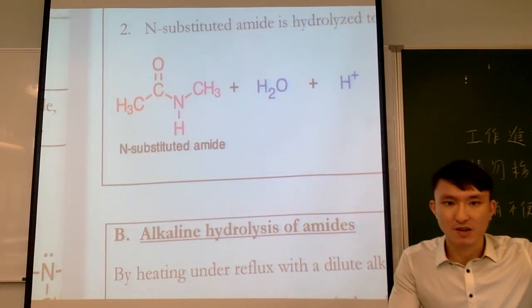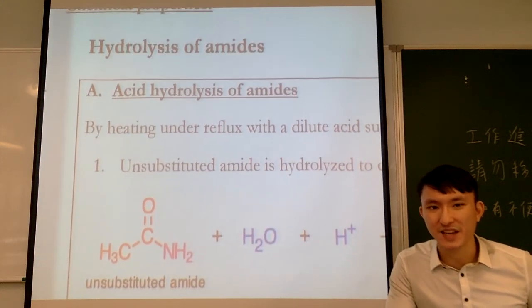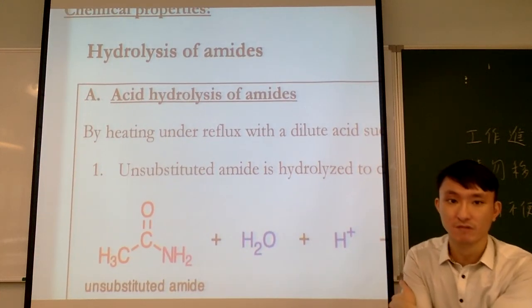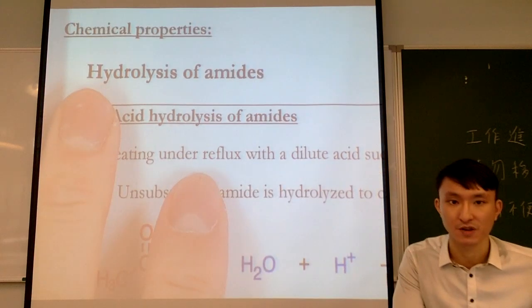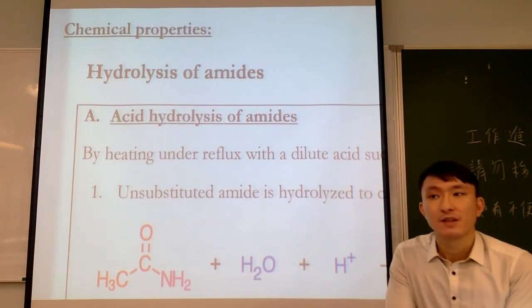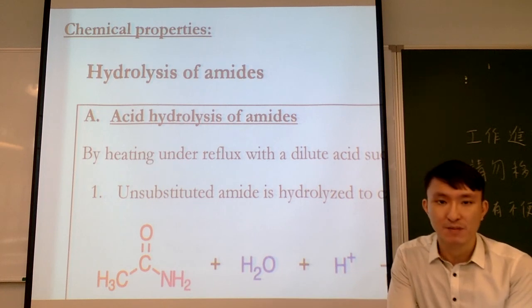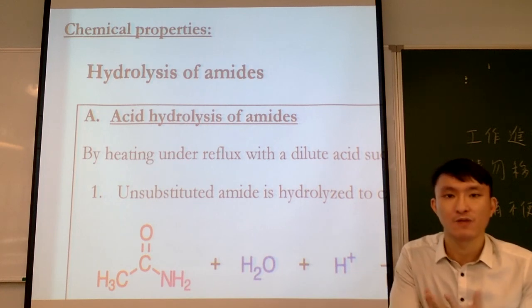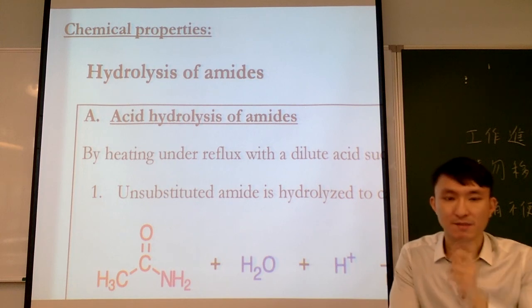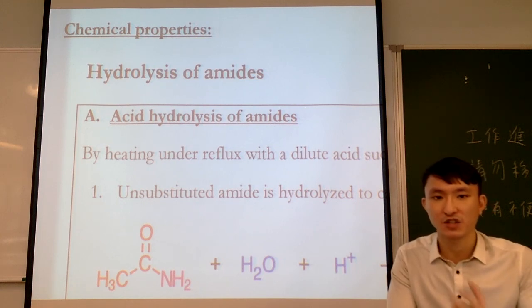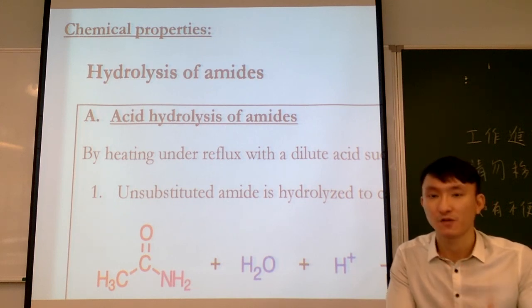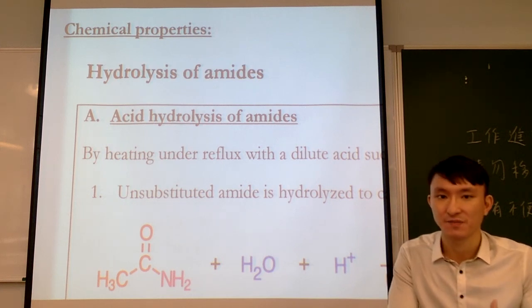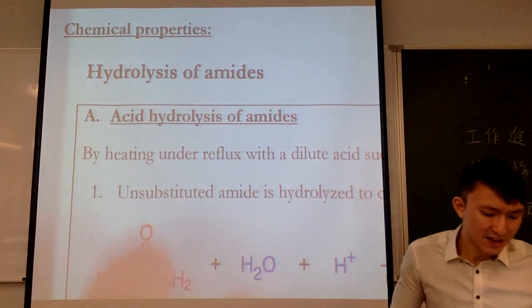Now let's talk about the chemical properties. Now this part, I would say, is the most difficult chemical reaction in organic chemistry. Hydrolysis of amide, the most difficult one. The concept is pretty much the same as the hydrolysis of ester, but the most difficult part is you need to pay attention to how different functional groups, or how different products, react with the given condition. Okay, so let's have a look.